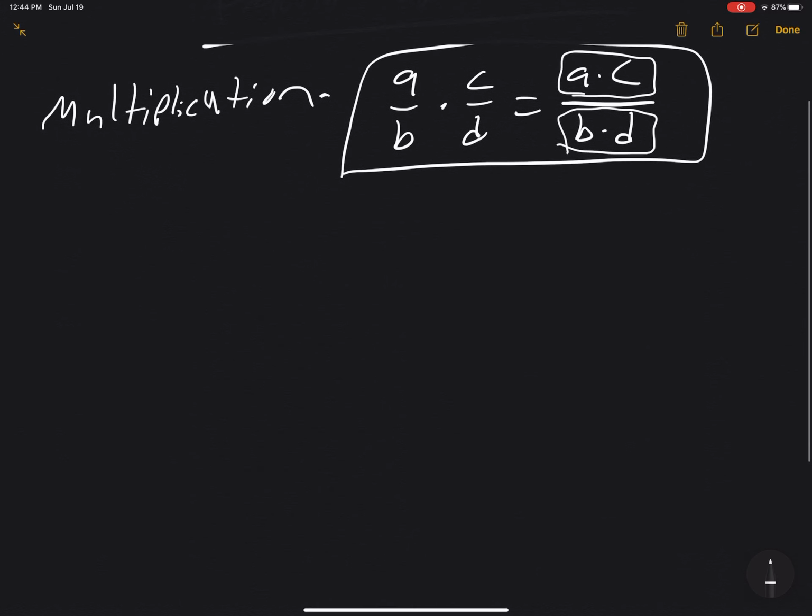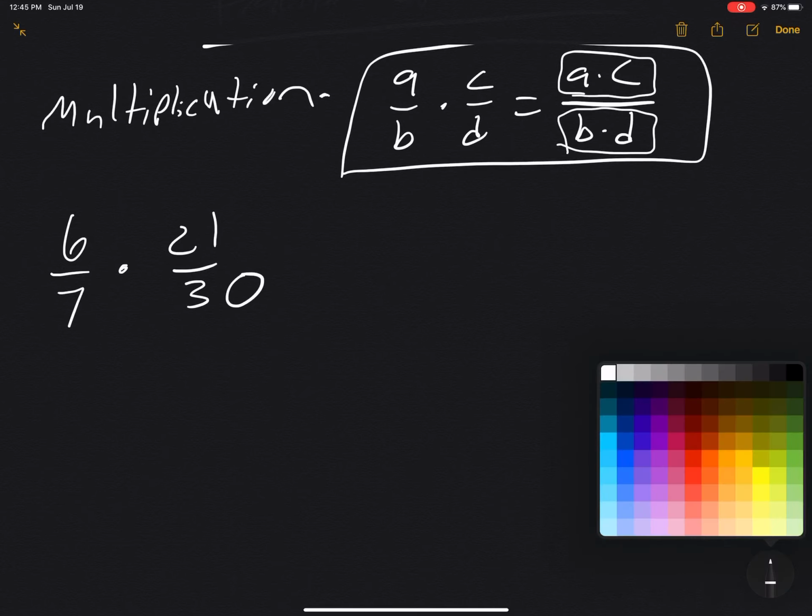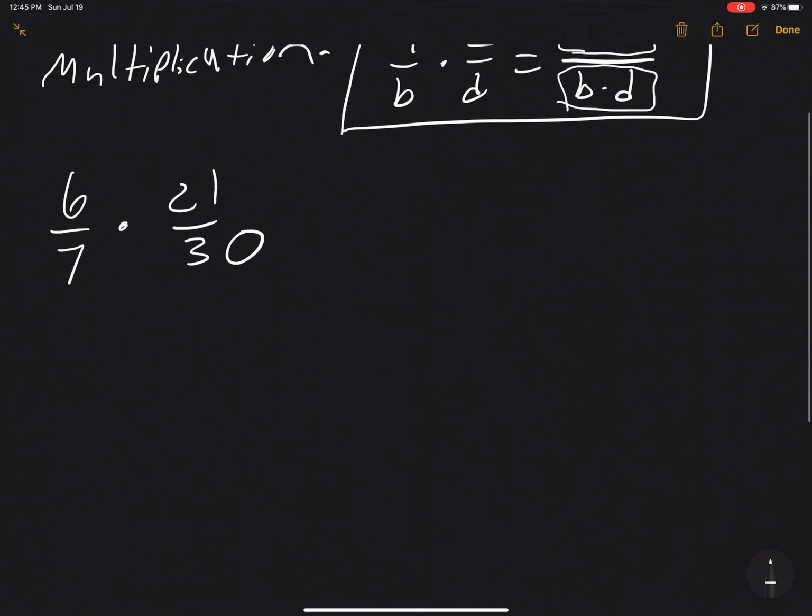So, as always, let's see a few examples outside of the algebra. Let's try 6 over 7 times 21 over 30. Now we're going to do this problem in two ways. The first way is I can just multiply straight across. 6 times 21, well 6 times 2 is 12, 6 times 1 is 6, so 6 times 21 is 126. And then on the bottom we have 7 times 30, which is 210.